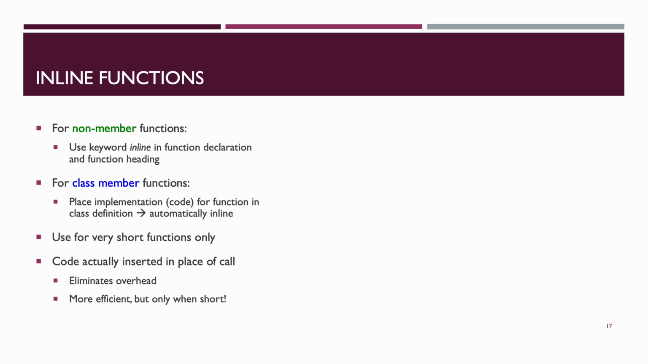So next is code actually inserted in place of call. When a function is inline, the compiler replaces the function call with the actual code of the function at each location where the function is called. This eliminates the overhead of making a function call, such as saving the program counter and managing the call stack.